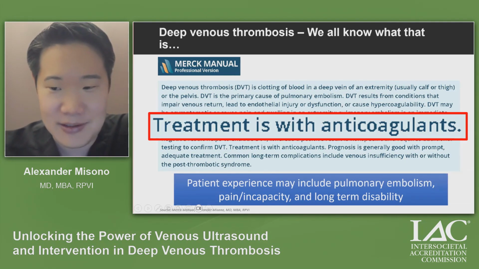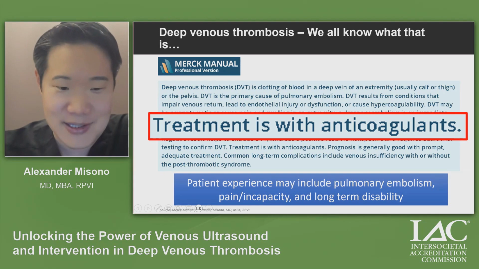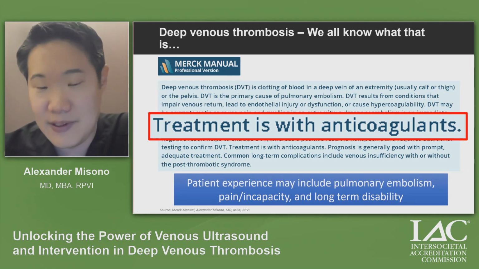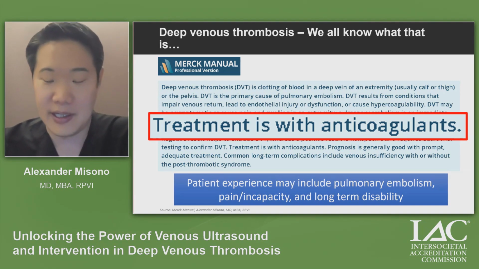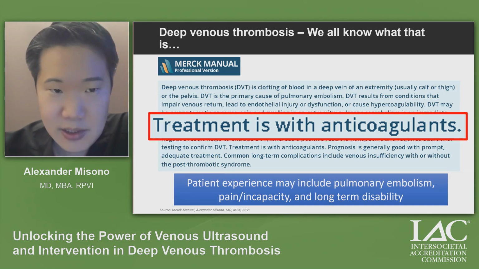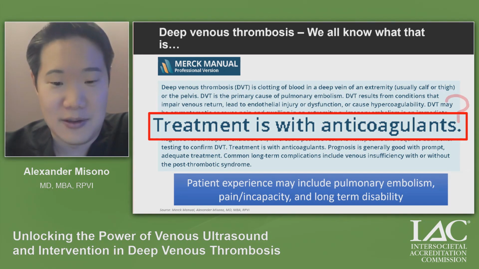with anticoagulants. And that's all that it says. There is no comment as to other types of treatment that might exist. And I'd like to ask everybody on the call right now, what other treatments do you know of besides anticoagulation for your patients with deep venous thrombosis? And so I leave a question mark there.